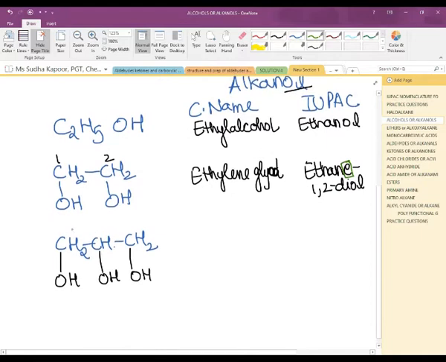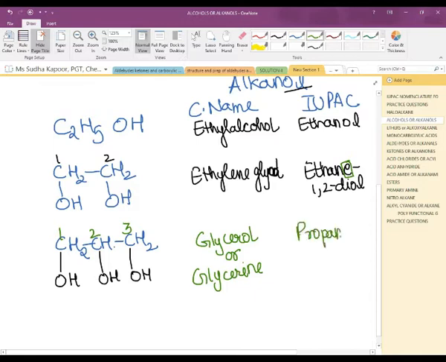Now coming to the third example, there are 3 carbons and all have OH on them. The common name given to it is glycerol, or sometimes we also call it glycerine. And the IUPAC name is propane. Now remember that E has been retained. 1, 2, 3, and then we will write it as triol because the ol is present 3 times.